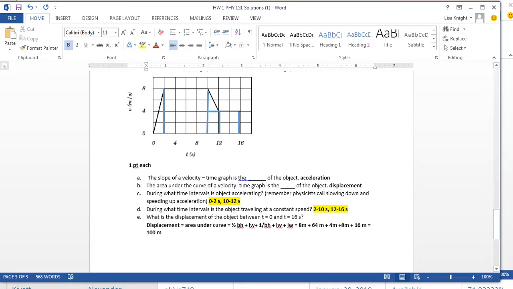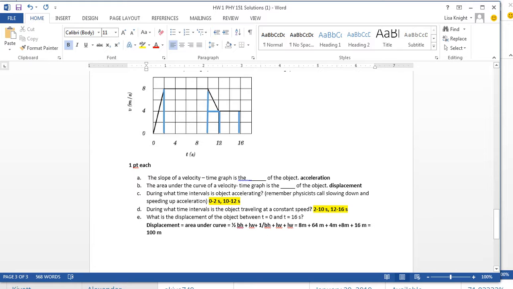And then when it's traveling at a constant speed, it would just be staying at the same speed. In this case, from 2 to 10 seconds and from 12 to 16 seconds. Most of you guys would get one of those, but not both of them. So make sure you're looking at the whole graph.